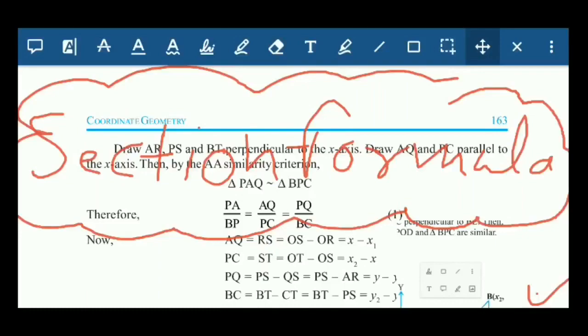In this video, we will continue our chapter 7 and we will start a new topic, the section formula, and we will learn what is the use of a section formula.